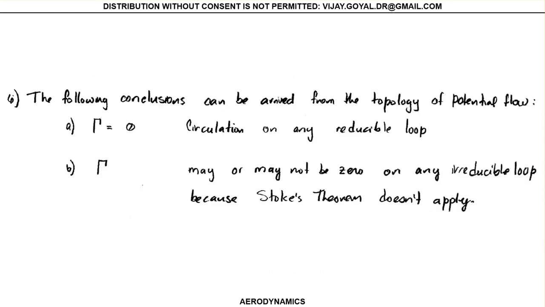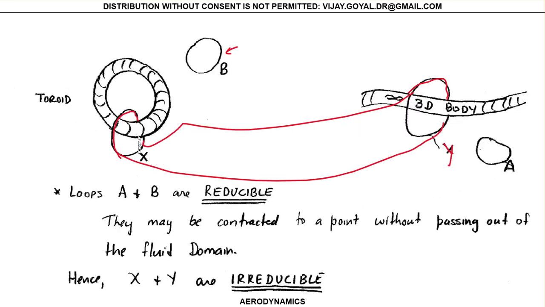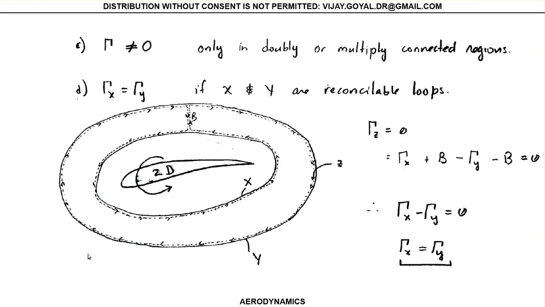So gamma, the circulation, may or may not be zero in any irreducible loop because Stokes' theorem does not apply. So in this case, I cannot say anything about these two loops. I don't know what's going to happen with them. Okay, and the consequence of that is very interesting over the airfoil, and we will go to the airfoil in a minute. Let's suppose my gamma is not equal to zero. That can only happen if it's a doubly or multiply connected region.